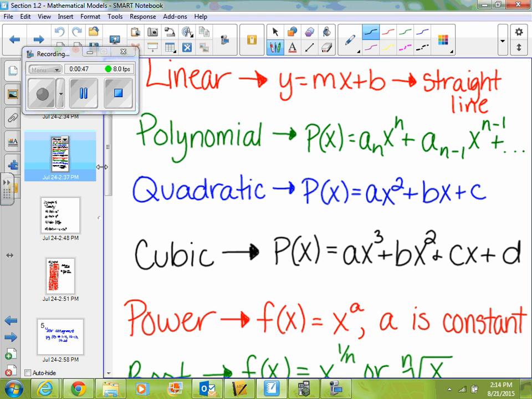A quadratic function is a type of polynomial function where your biggest exponent is 2. So anything ax squared plus bx plus c. A cubic function is a specific type of polynomial function where you have an exponent of 3. So like ax cubed plus bx squared plus cx plus d.